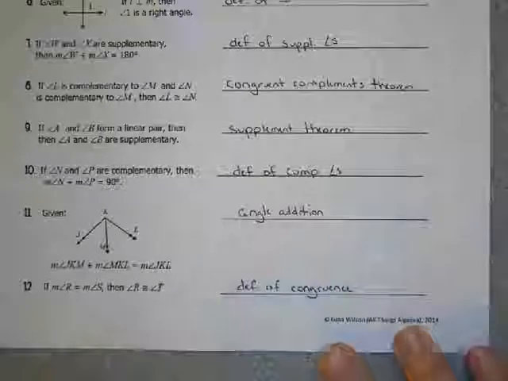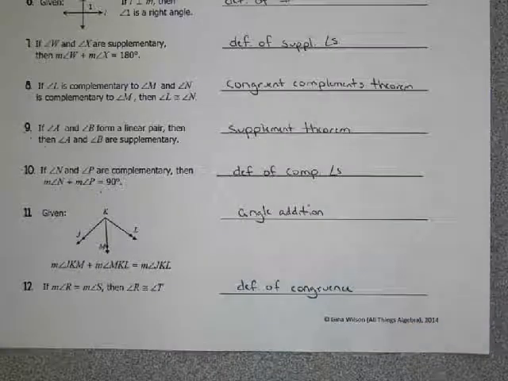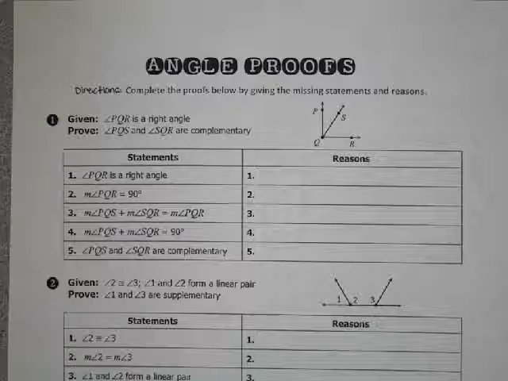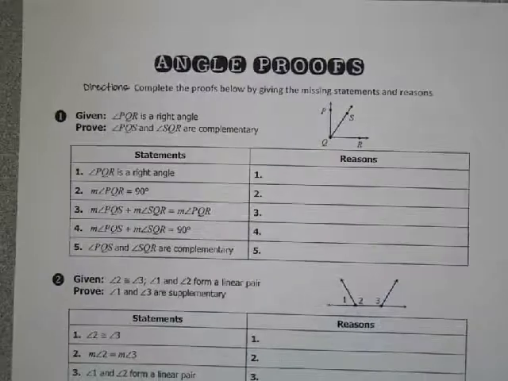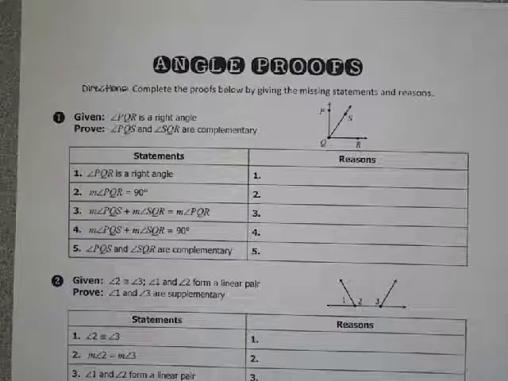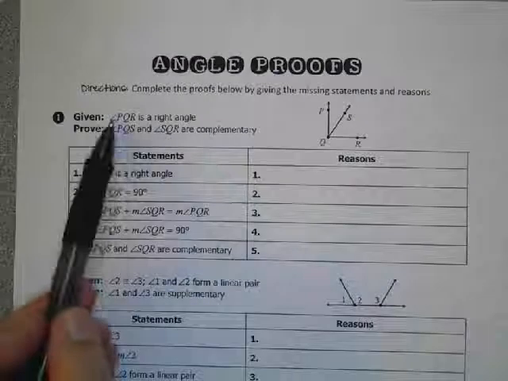So to finish up, you have a half sheet that has the reasons already given to you for each of the 6 proofs that you have. So we're just going to do number 1 as an example. So we're starting out with angle PQR is a right angle. So we can put in the right angle symbol in the corner.